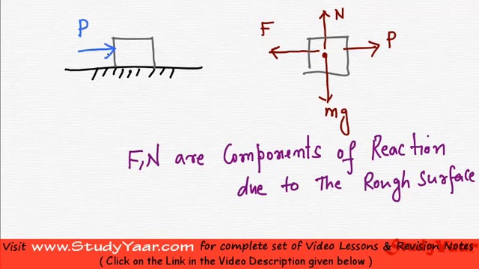Now if I give it a bit more push, let us suppose I increase P from, let's say earlier I had given a push of 10 newtons, now I increase it to say 50 newtons, it is still going to be at rest. My F component is going to increase, however, because my F component is equal to the P component, which is equal to the push. As I am increasing my push, the horizontal component of this reaction is also increasing.